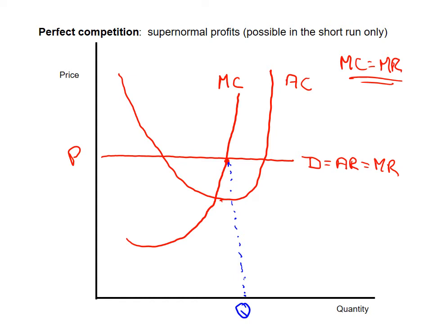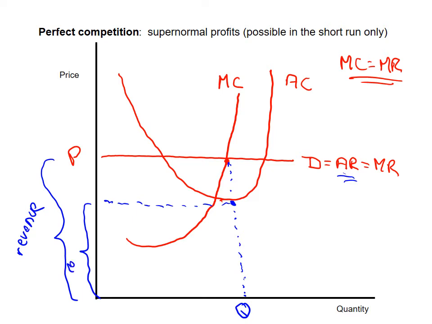Once we have the quantity, ignore MC and MR. They've served their purpose. Let's focus on where the quantity intersects average revenue. So all of this is going to be revenue. Let's look at where it intersects the average cost. Bring that across for that quantity, and this becomes the cost. So now we have revenue exceeds cost. We're going to shade in this area, and this becomes the supernormal or abnormal profit.